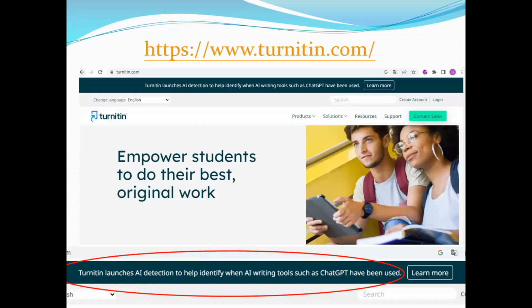Okay. And this one, Turnitin, as I'm saying, is a plagiarism checker. This is one of the best. And you see this, I try to zoom in on this one. Turnitin launches AI detection to help identify when AI writing tools such as ChatGPT have been used. So you need to be careful right now. It will also check. Turnitin is the plagiarism checker. So you cannot rely on copying and pasting from ChatGPT. They would know. Okay.